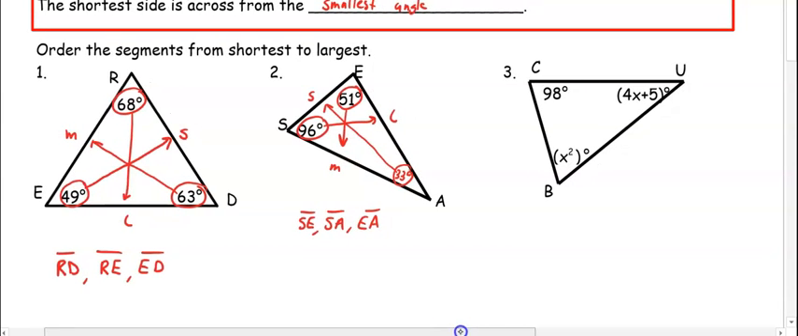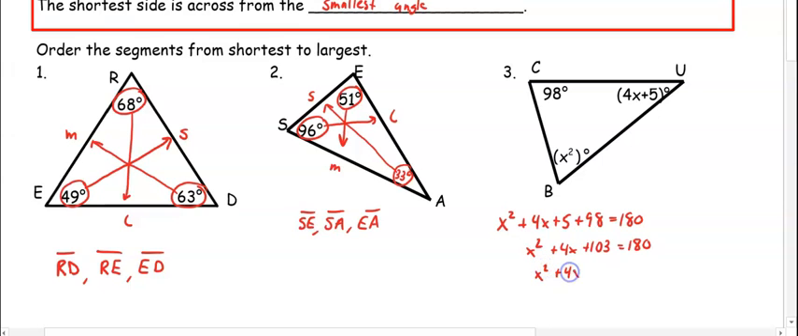In number 3, we have the angles with a variable, so we need to solve for x first. So we know that all angles in a triangle equal 180, so we have x squared plus 4x plus 5 plus 98 is equal to 180. So x squared plus 4x plus 103 equals 180. We can subtract 180 from both sides, so x squared plus 4x minus 77 equals 0. So we need two numbers that multiply to negative 77 and add to 4. So we have x plus 11 and x minus 7. When we switch, we get x is negative 11 and x is 7.